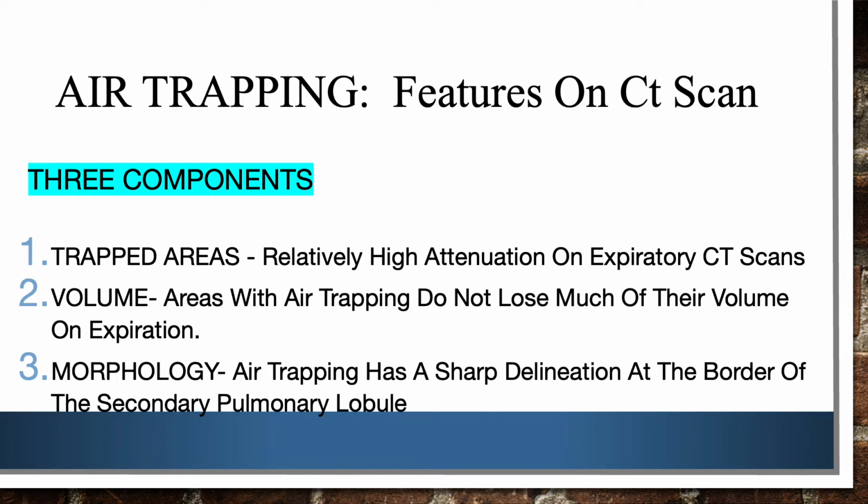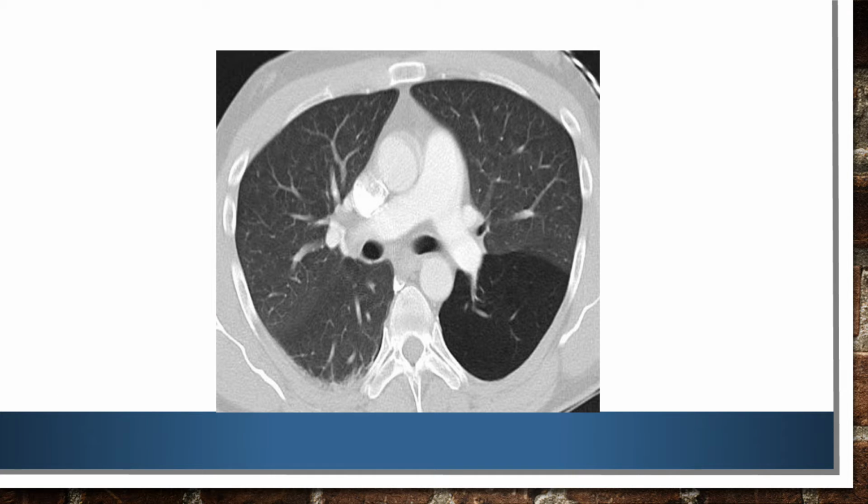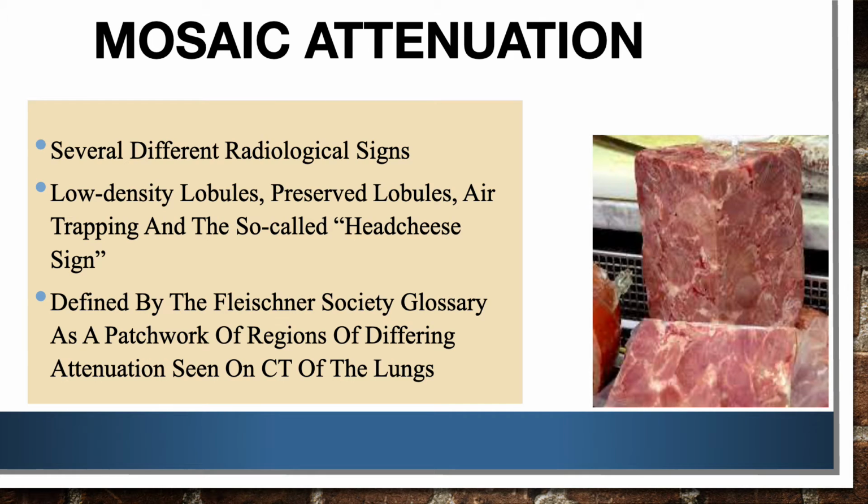And air trapping usually has a sharp delineation at the border of the secondary pulmonary lobule. Let's again look at this picture. It has a sharp delineation. It's more black on expiration, and so it's air trapping. One of the ways to check for expiration is when you're looking at the trachea and you would see the bowing of the posterior tracheal wall in the main trachea, then you can assess whether the patient has done an expiration. Coming to the other concept, which is mosaic attenuation.